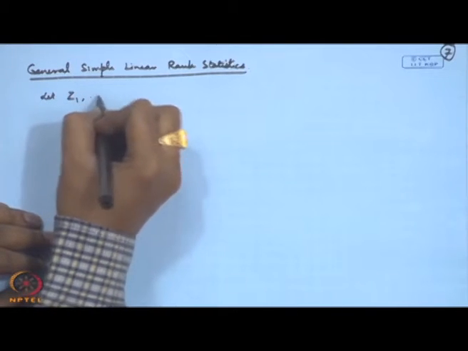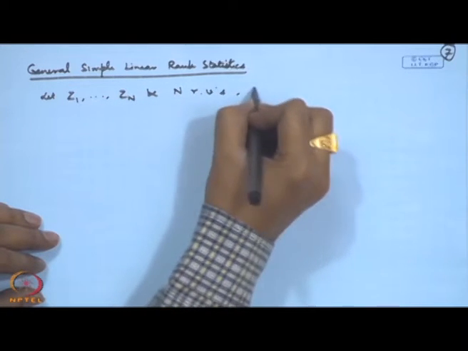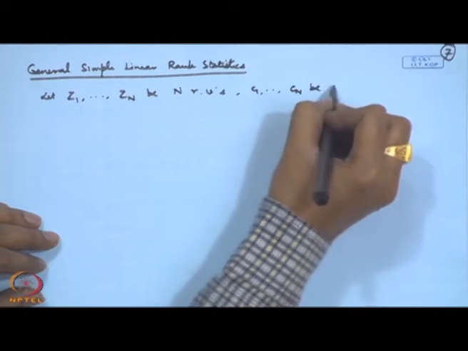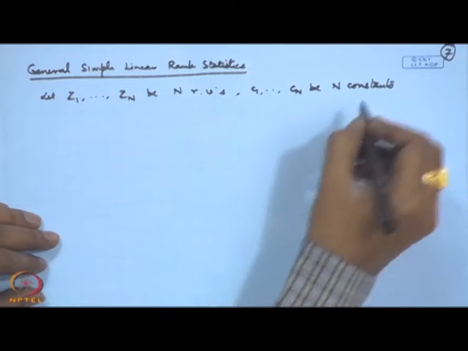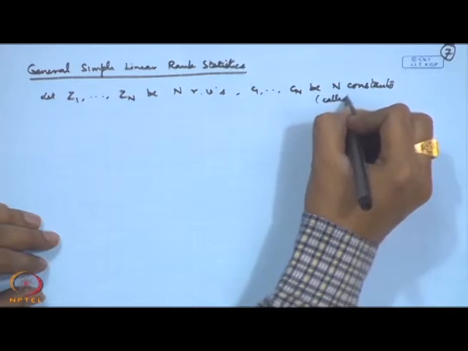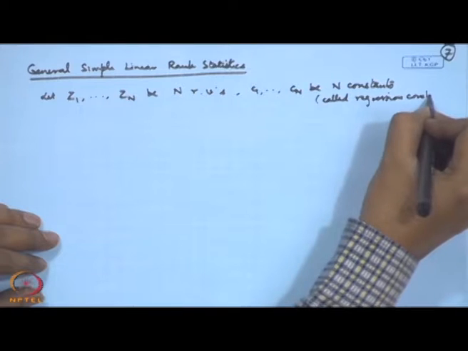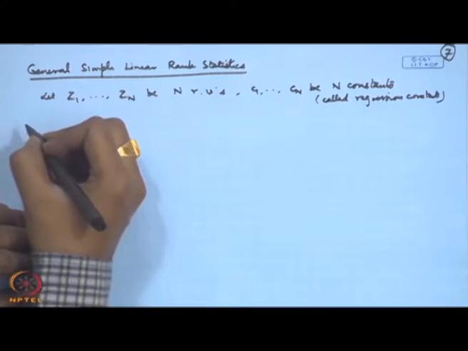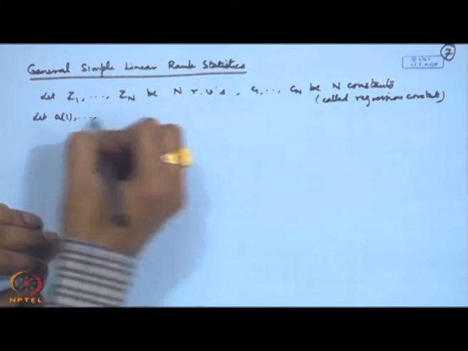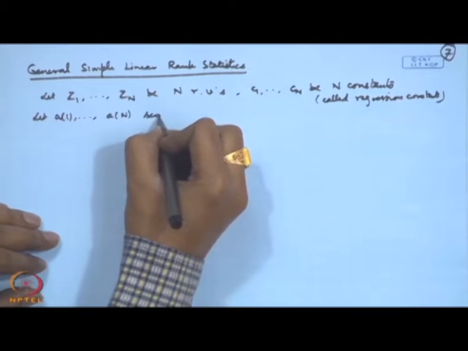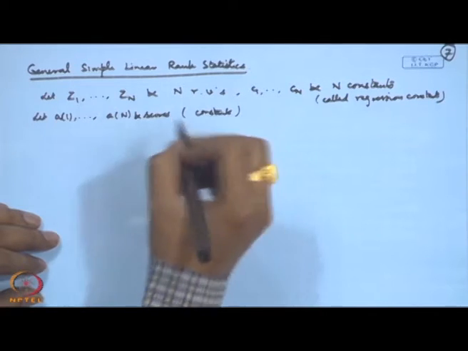Let Z1, Z2, ..., Zn be n random variables, and C1, C2, ..., Cn be n constants. Here we call them regression constants. And let us call A1, A2, ..., An scores. So, these are also some constants, but I call them scores. So, these have to be chosen.